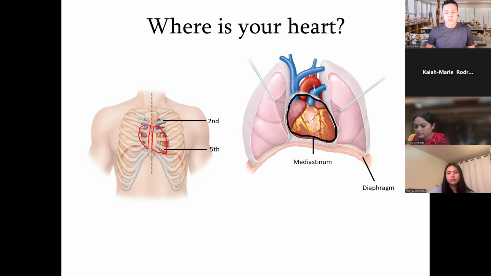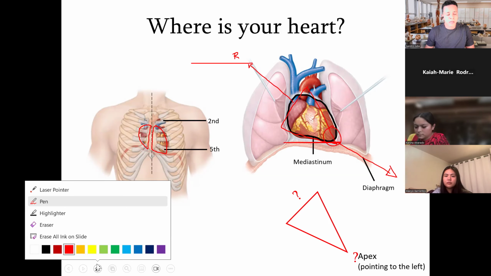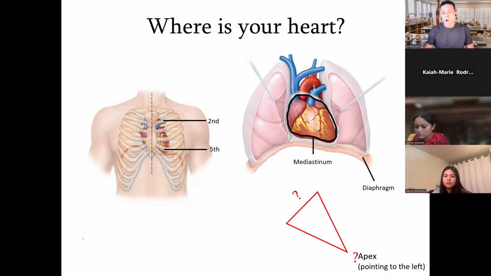And our heart has a triangular shape to it. Okay, so we can draw a line here and we can see that it looks like a triangle. Now, just like any triangle, the apex of the heart right here is going to be pointing towards the left side of the body, and the base of the heart is going to be pointing towards the right side of the body. And this is very important because several of the structures of the heart are bilateral. And you need to know how to split the heart into two halves.